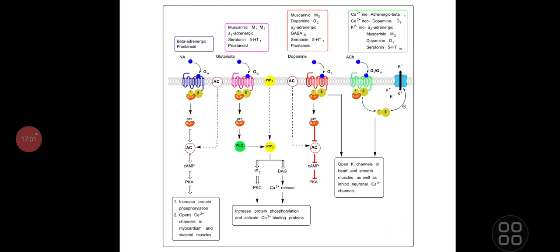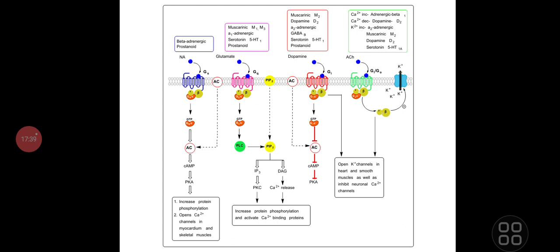IP3 and DAG, inositol trisphosphate and diacylglycerol. This IP3 leads to the release of calcium, and this DAG molecule activates PKC, protein kinase C. So these two pathways show increased protein phosphorylation and also activate calcium binding proteins. The receptors which are working through this mechanism are muscarinic M1, M3, alpha 1 adrenergic, serotonin 5-HT2 and prostanoid.